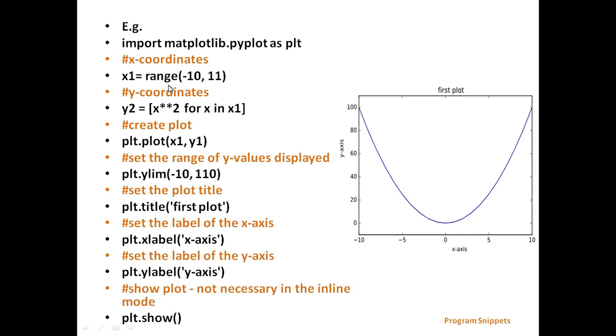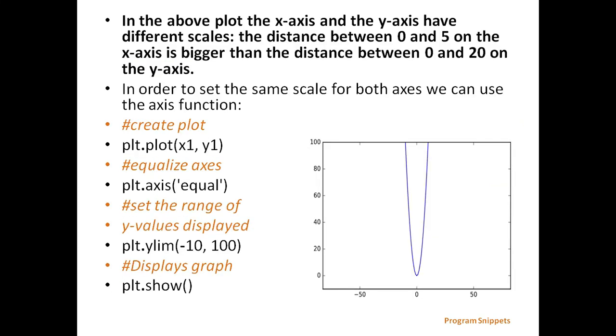So here the x-axis range starts from -10 to 11. Since we have used the range function, it will exclude the last number. So the x-axis range is -10 to 10. We have set the y-axis range as -10 to 110. So the y-axis range is -10 to 100. The last number is excluded here. Then we have set the title of the plot as first plot, x-axis label as x-axis and y-axis label as y-axis.